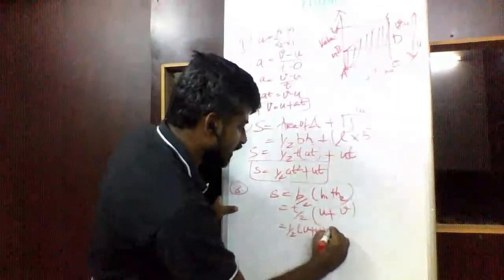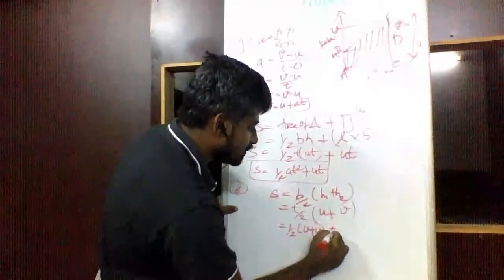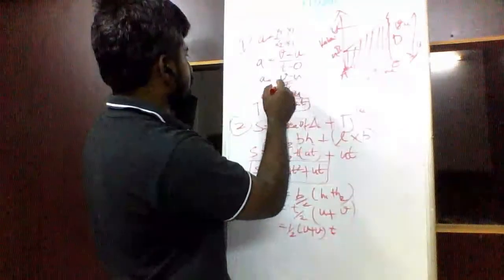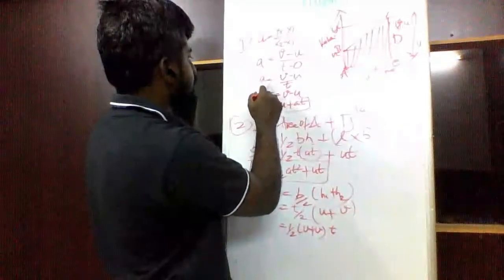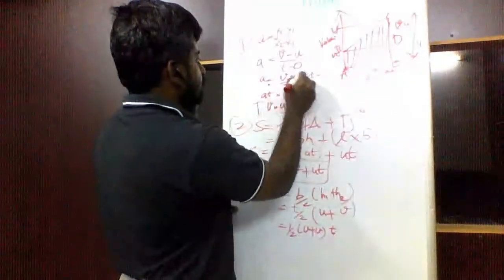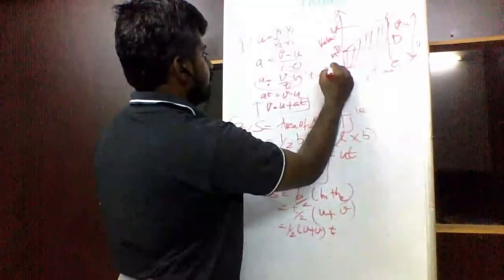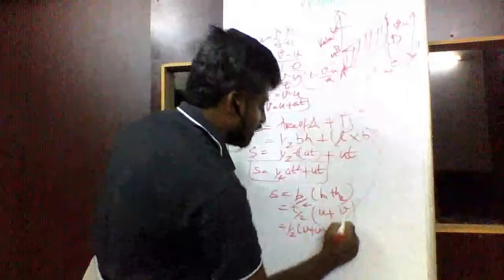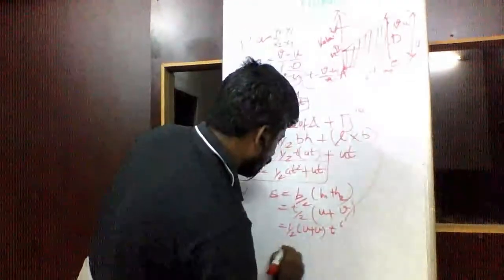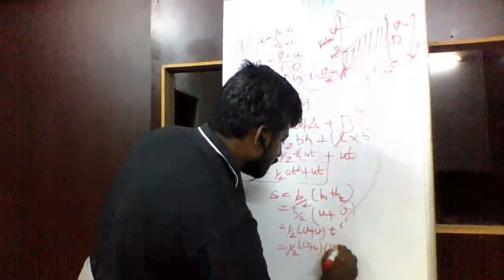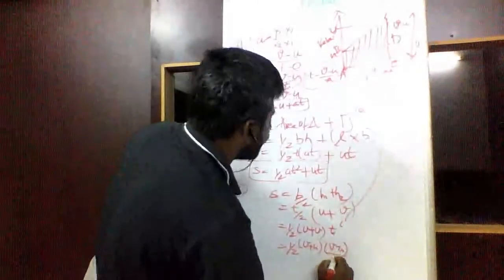Instead of this T, I am taking this T from here. This equation: T is equal to (V minus U) divided by A. From here I am substituting it here. So half (V plus U) times (V minus U) divided by A.